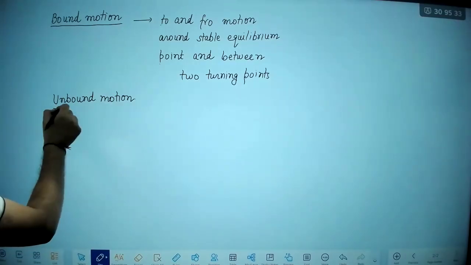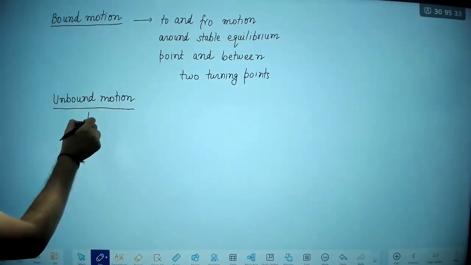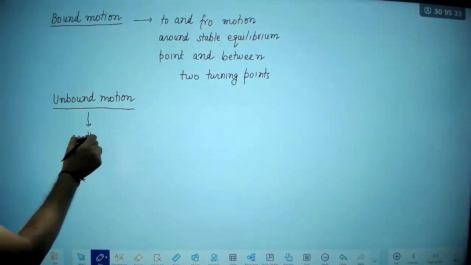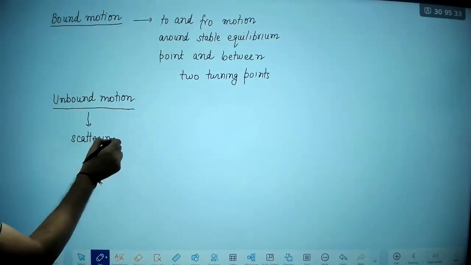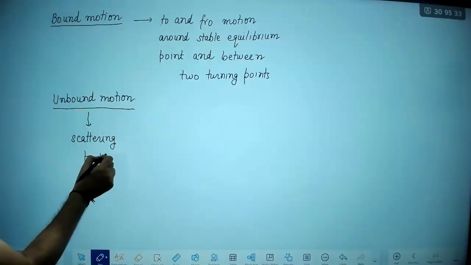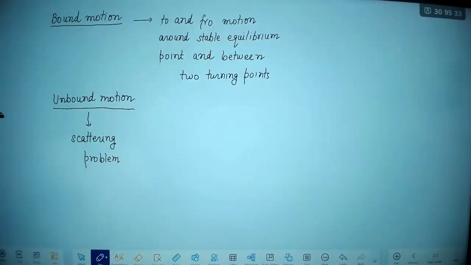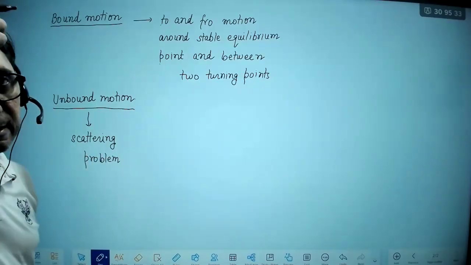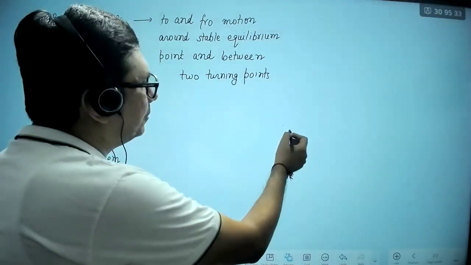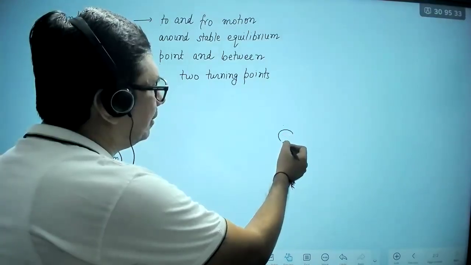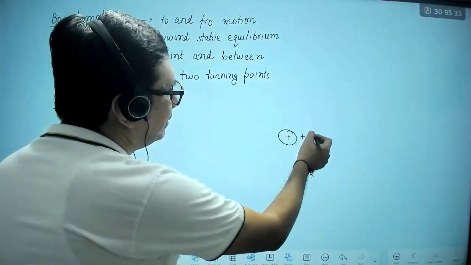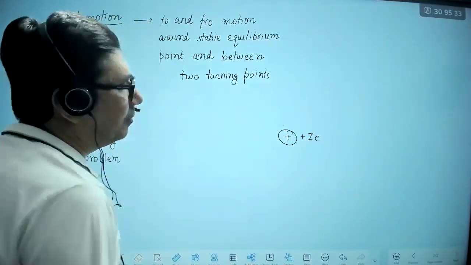The best example to understand unbound motion is the scattering problem. As a basic problem, suppose we choose alpha particle scattering. Suppose this is a nucleus, carrying a positive charge plus Ze.